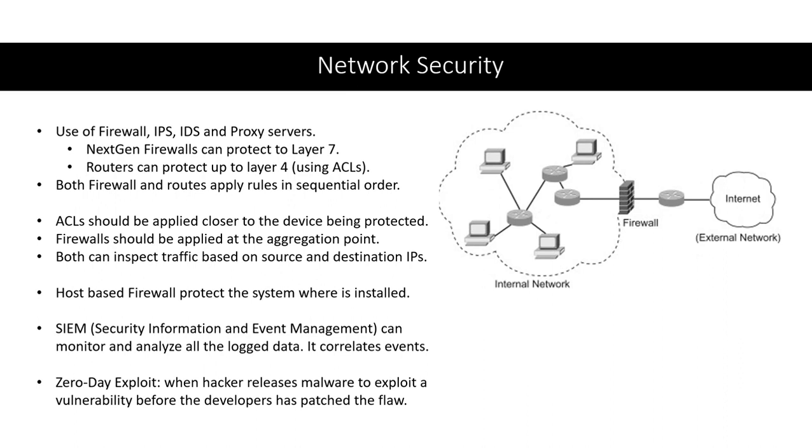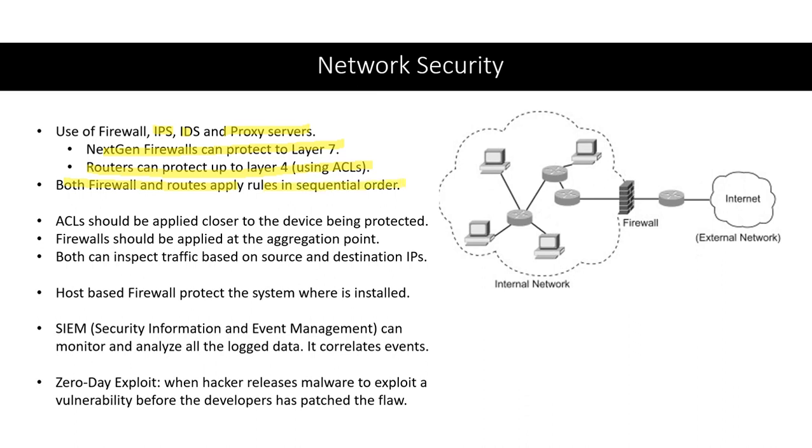So how can I protect myself from these vulnerabilities? Well, the use of firewalls, right? And IPS or IDS, intrusion prevention systems, intrusion detection systems, or sometimes even proxy servers. The next generation firewalls work all the way to layer 7, so you can actually do what's called application control and control the applications there. Routers can protect you up to layer 4. The access list can only do layer 3 and layer 4.